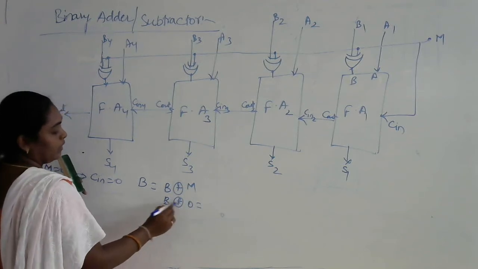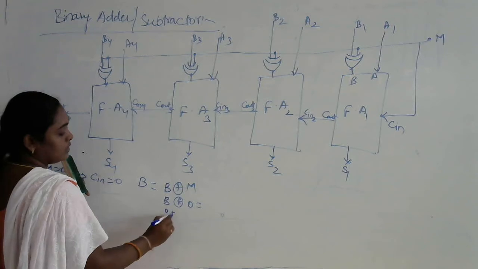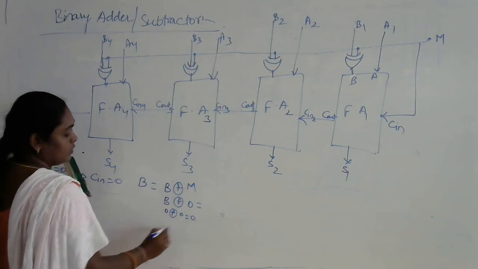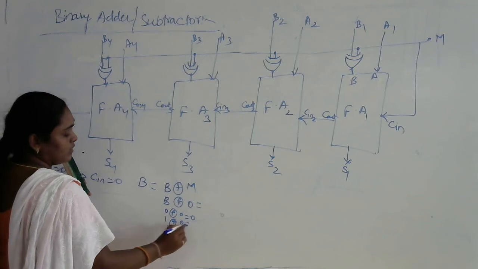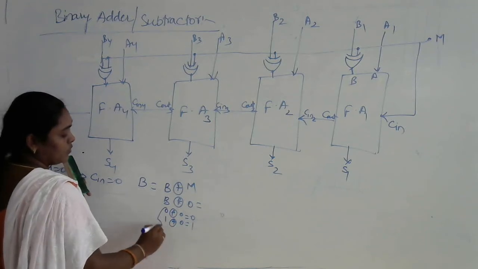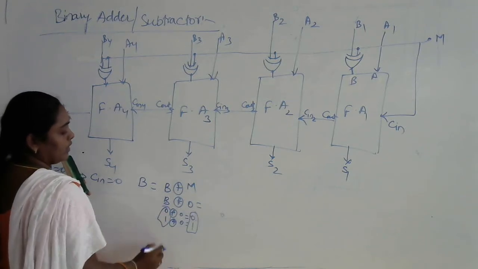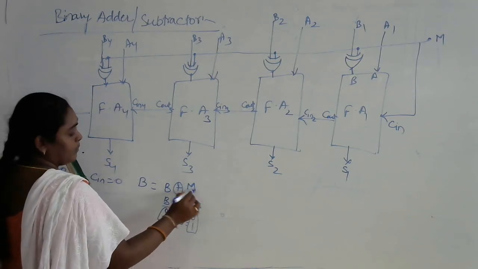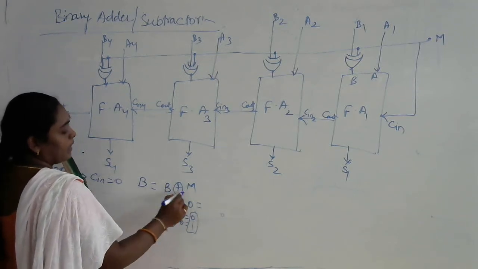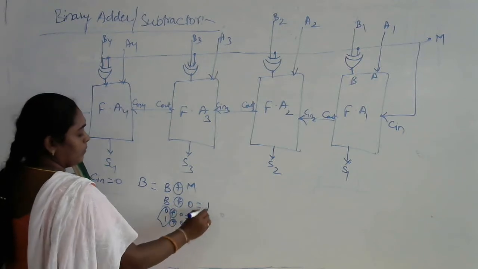Let me take B as 0. 0 XOR with 0 is 0. If you take B value as 1, 1 XOR with 0 is equivalent to 1. Means whatever the B which we are taking, the output is also the same. Means if control input M is equivalent to 0, B XOR with 0 is equivalent to B.